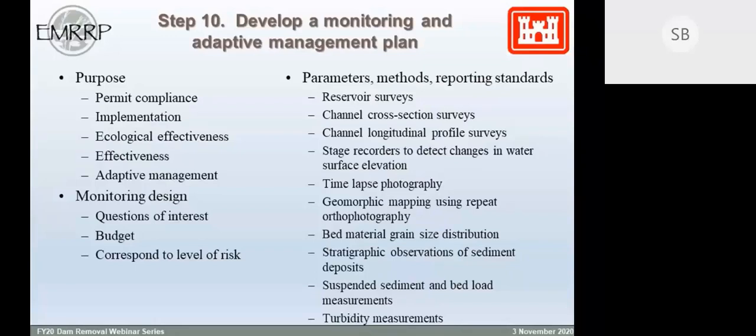Of course, the extent of the monitoring plan is going to depend on the questions of interest and also the available budget. And it makes sense that the level of monitoring should also correspond with the level of risk. And some of the parameters listed here may be used to evaluate physical processes of interest. And again, monitoring may be important for permitting compliance. And so with that, we're going to switch gears from the sediment risk framework to look at some of the regulatory aspects.